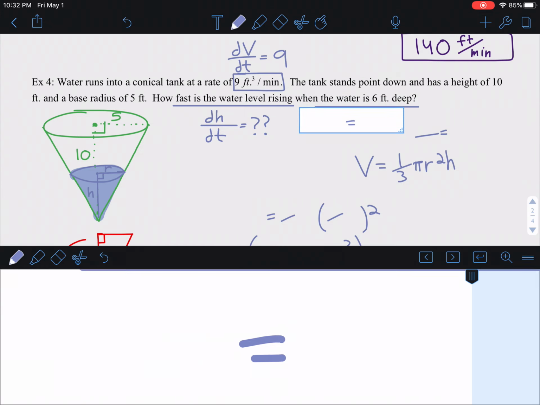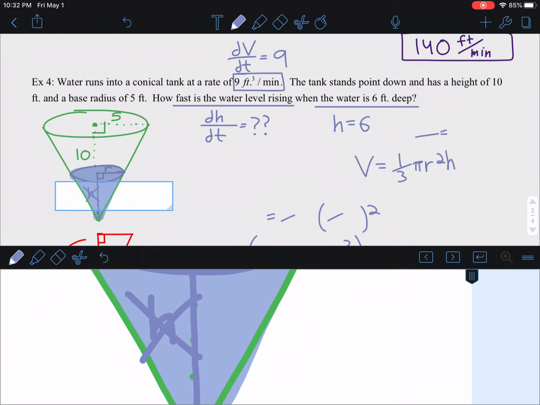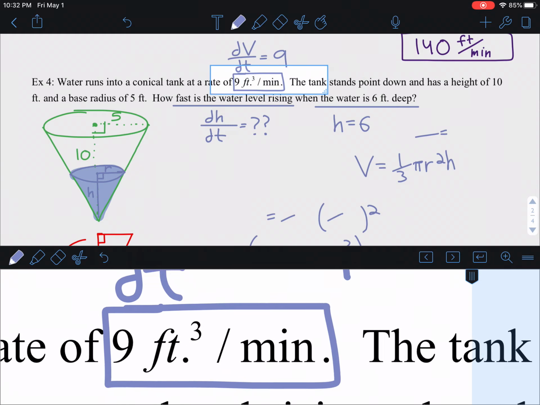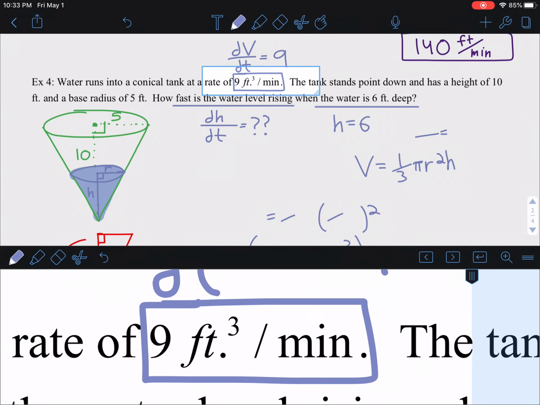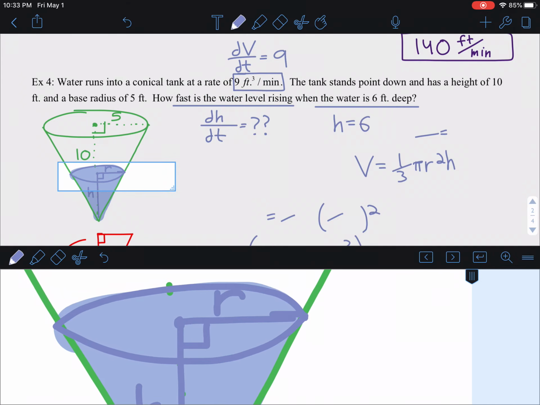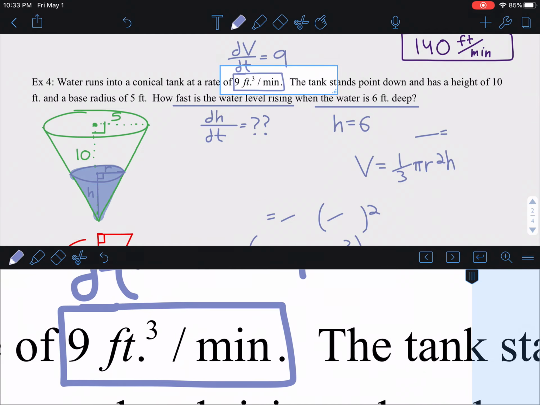When the water is 6 feet deep, so when h is 6, at the moment that h is 6, that doesn't mean I'm going to cross off h here and put 6, because the height is going to change. You're going to pour more water into this tank, and I know that because it has a positive rate of change for its volume. By the way, quick fun fact, if the rate of change of this volume was negative, that would mean water was leaking out of this cone. That would be a negative rate, but we're not going to worry about that right now.